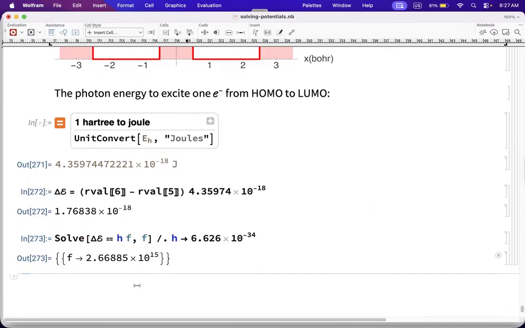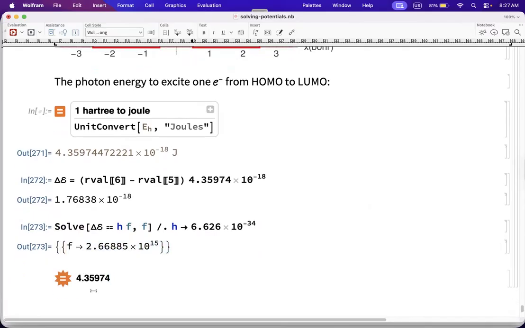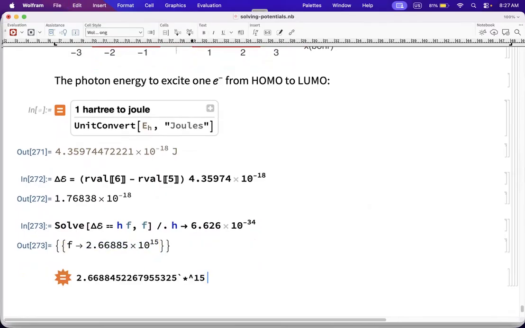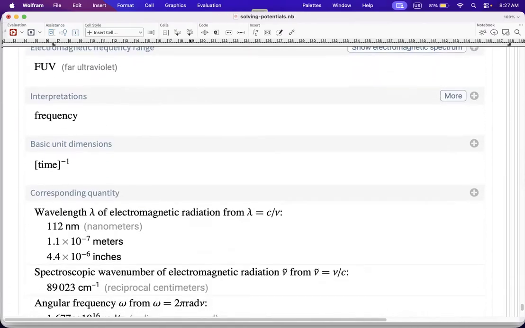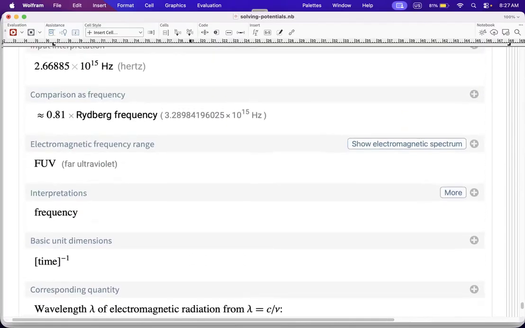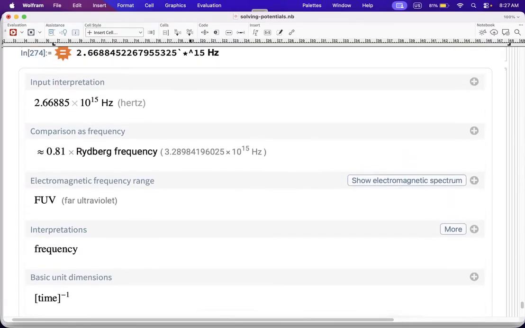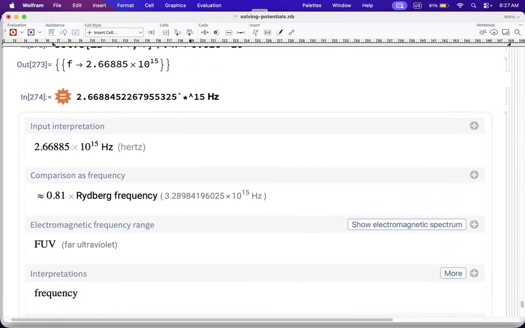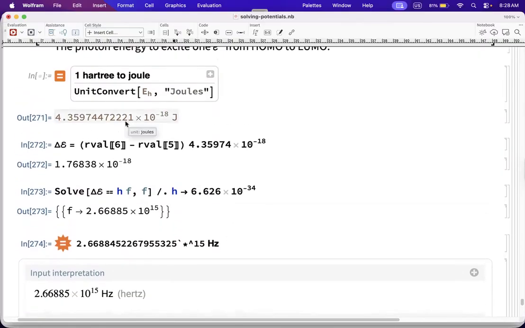We can infer what is the color even. So let me see this, times 10 to the 15 hertz. Let me see what Mathematica tells me about this value. So it is far ultraviolet. We need that type of frequency, in the ultraviolet, to excite this.